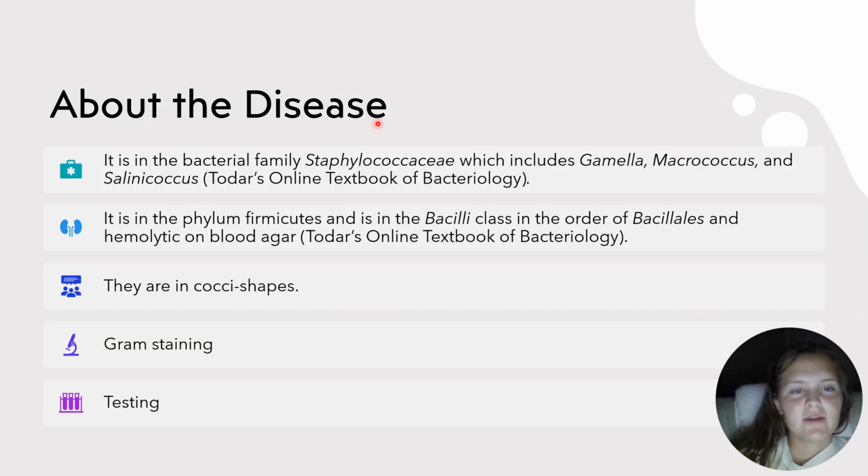So this is a little bit about the disease. So this is its family and its phylum. They are in cocci shapes. They resemble grape clusters, is what this means. So the gram staining, they're gram positive, so they stain purple in the gram stain. To just determine all Staphylococcus species, a catalase positive test can be performed. To determine Staphylococcus aureus from other Staphylococcus species, a coagulase positive test is needed.